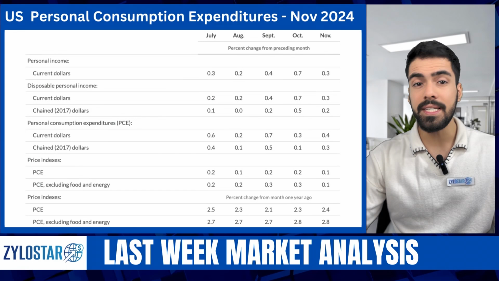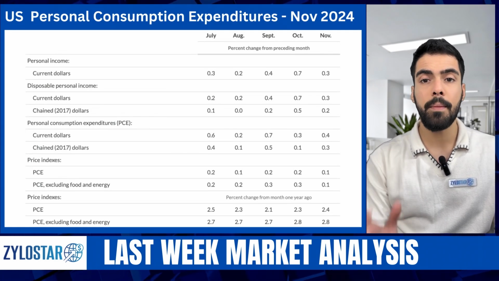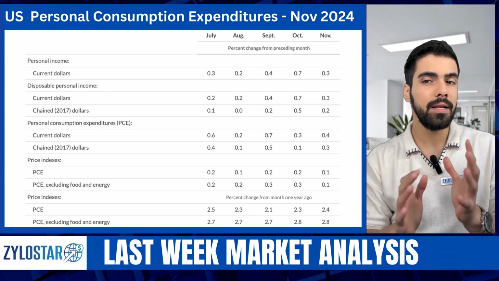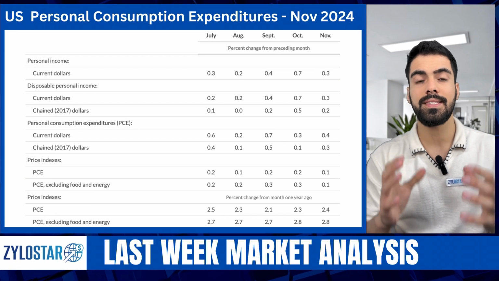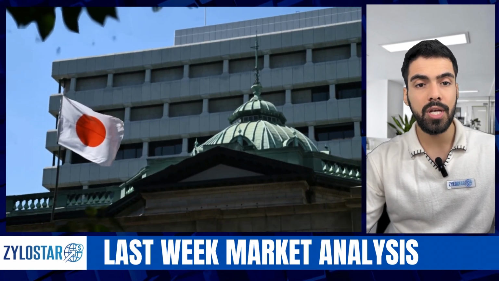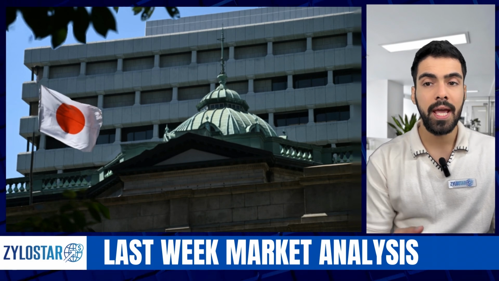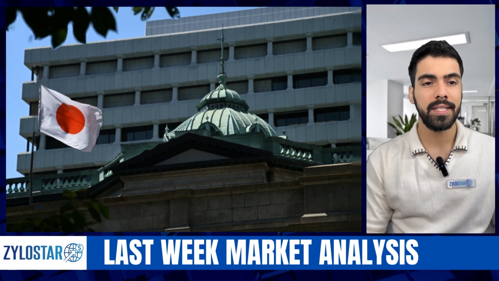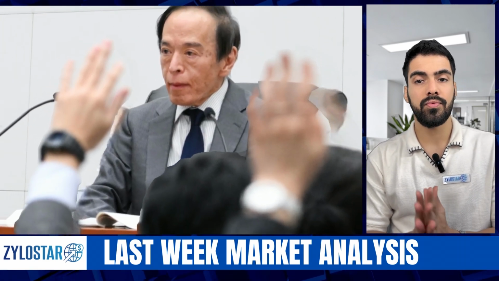Finally, we got the PCE of the United States on Friday, which was the 20th of December. PCE was published a little bit lower than expectations, but still on track. From Asia, we had the press conference of the Bank of Japan, or BOJ, and as expected, they didn't cut the interest rate, and they had a dovish outlook for the yen.